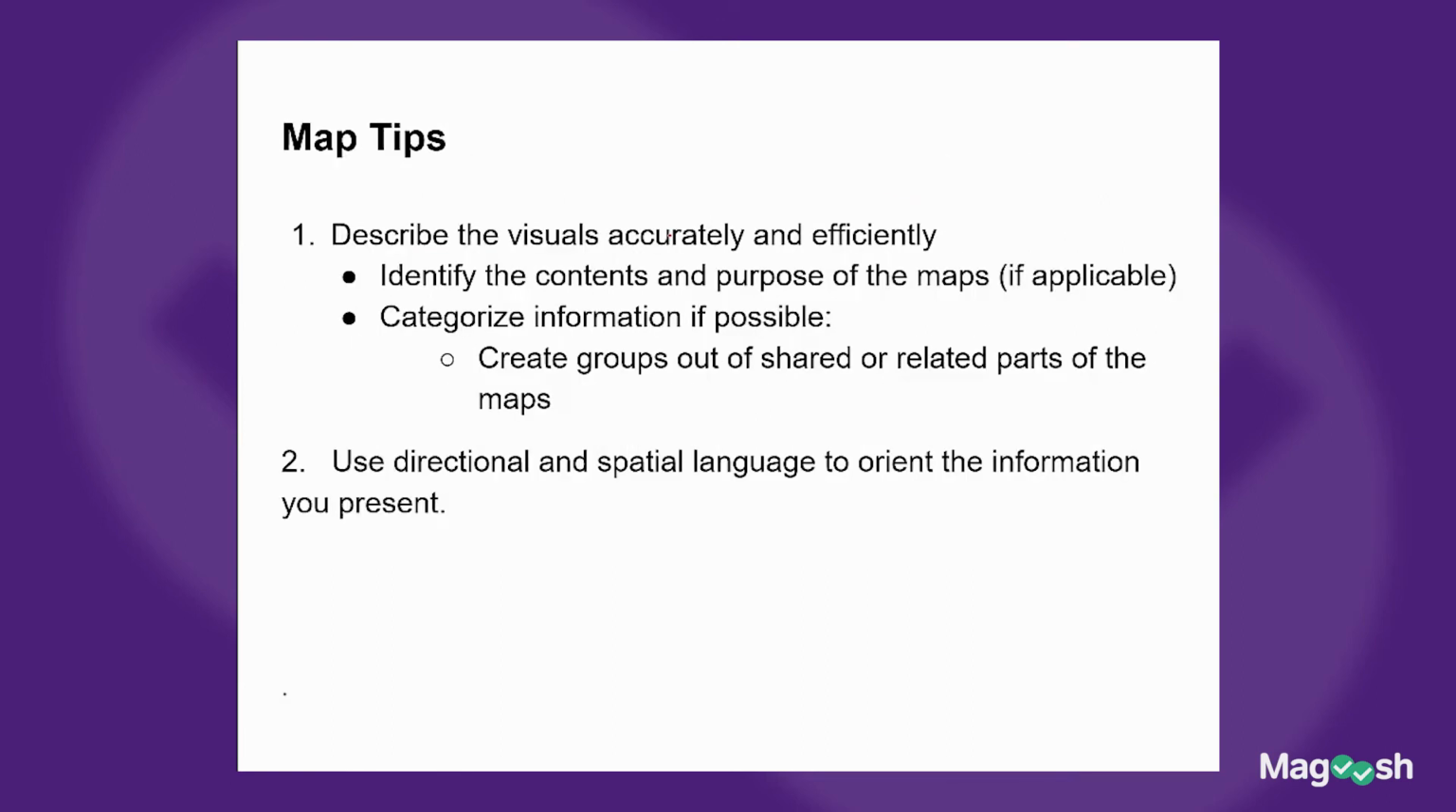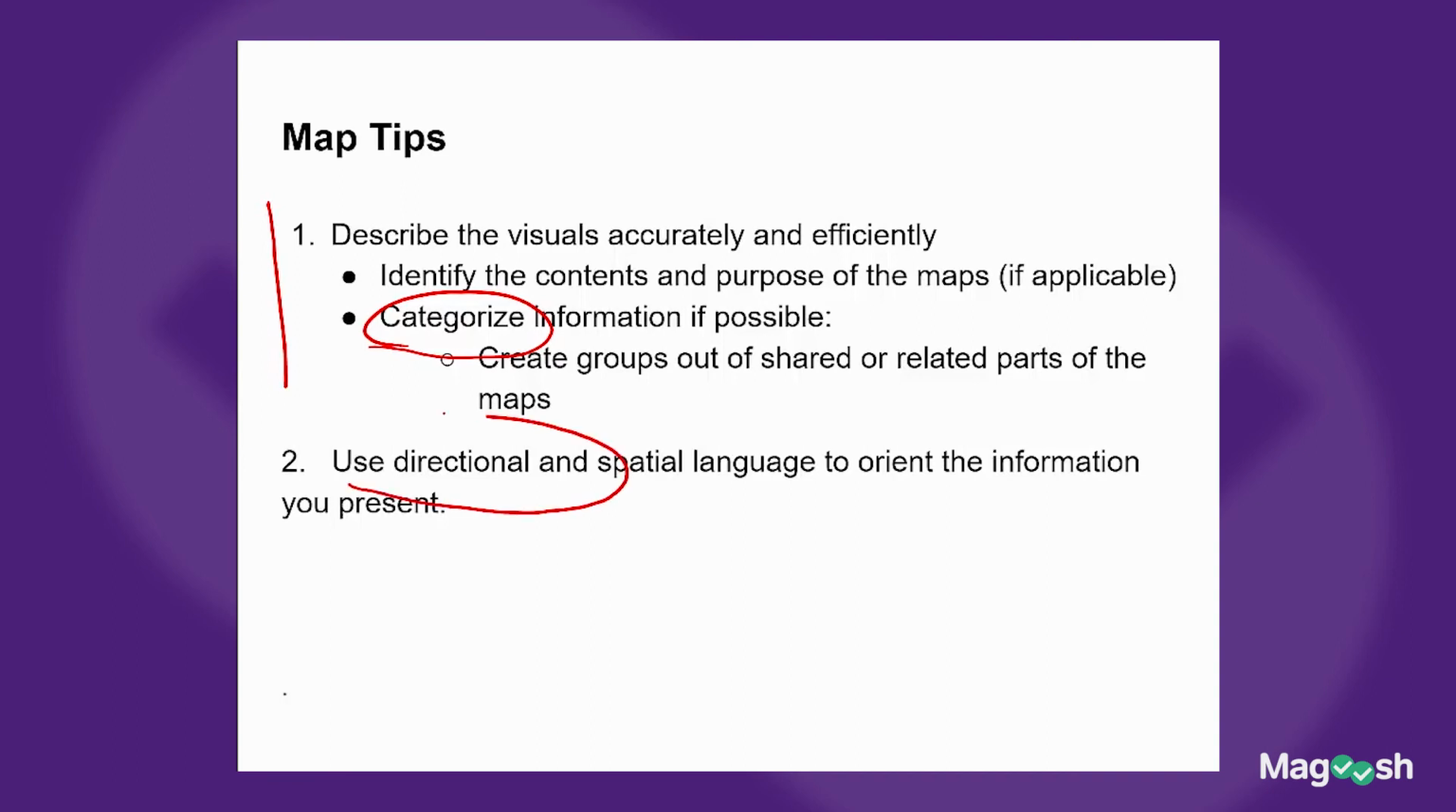Okay, now back to our tips. So just reviewing here, your first job, we have to describe the visuals accurately and efficiently. We need to identify what the contents are. If you look in our sample response, we've really covered what exists in the map. We've described all of the details, all of the features that are there. And where possible, we need to categorize, okay? That's what we did when we looked at the things that have not changed after the expansion and the things that did change in our third paragraph.